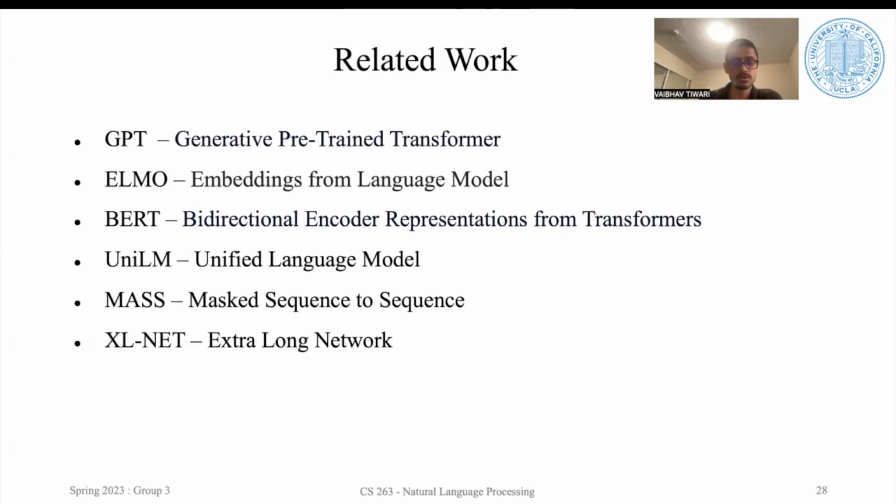Moving to the MASS model, which is most similar to BART. It is less effective on discriminative tasks because a disjoint set of tokens are fed into the encoder and decoder. XLNet extends BERT by predicting masked tokens auto-regressively in a permuted order, and it is also able to model the left and right context in the data.